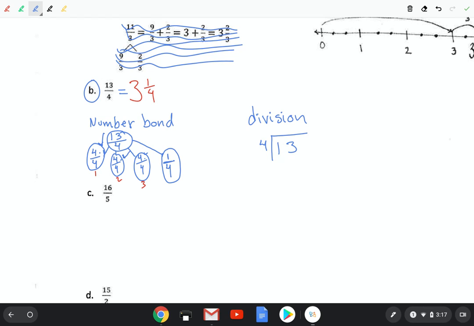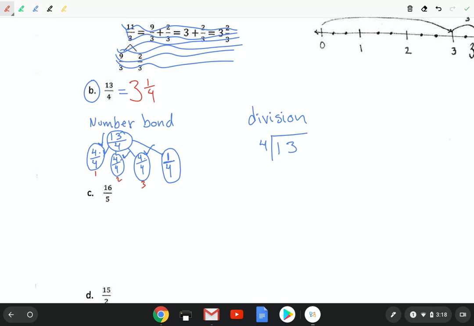Another group of 4/4, another group of 4/4. And then the 1/4 that is left, that would be my remainder. So that's why division works. Let's see if it really matches what we did.